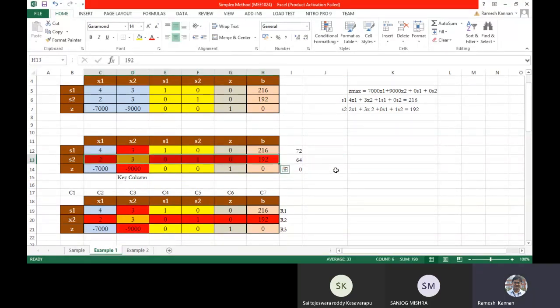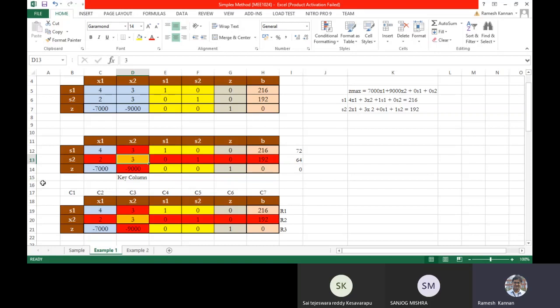Do you understand? The point of intersection of the key row and the key column is called the pivotal element. In this case, it is 3. In a previous example, we had a pivotal value of 2 and 0.5, and we made that 1 in the next step by dividing by the corresponding number. In this case, the pivotal number is 3, which means we have to divide the particular row by 3.